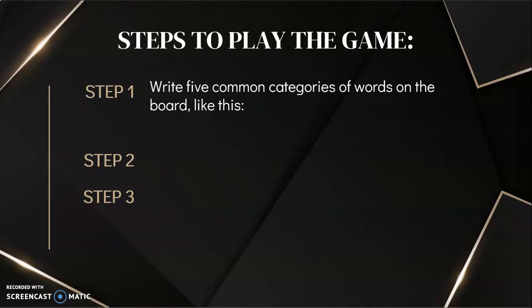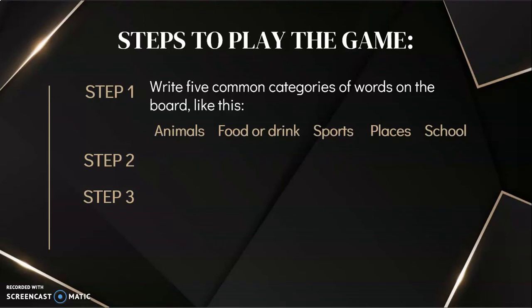Step 1 is going to be to write 5 common categories of words on the board like this. For instance, animals, food or drink, sports, places, and then the last category, school.